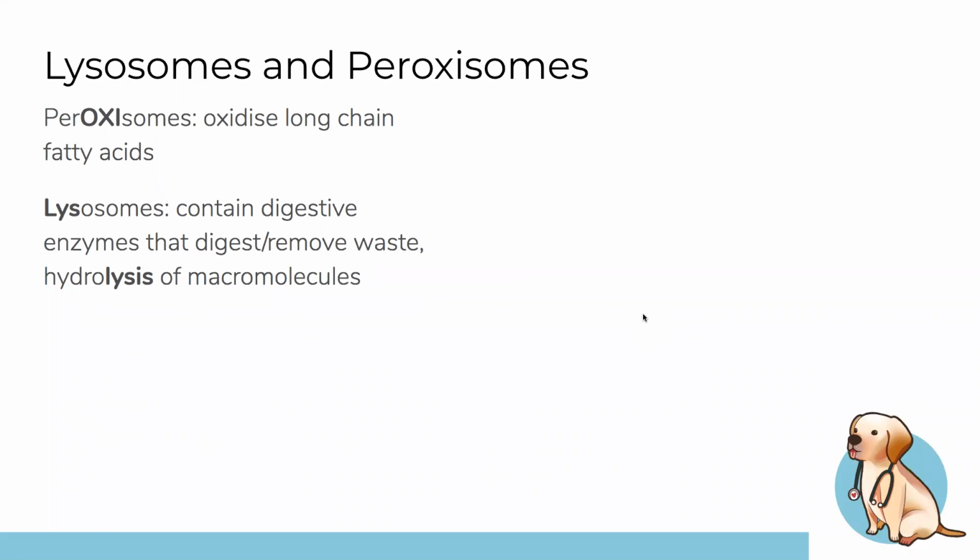Basically, you don't really need to know in detail what they do, but peroxisomes oxidize long-chain fatty acids, and lysosomes hydrolyse macromolecules. That's literally all you need to remember. There's not really much more to it than that. I did have a table of the difference between lysosomes and peroxisomes, but it's disappeared. So hopefully I'll make sure that's in there for when we upload slides.